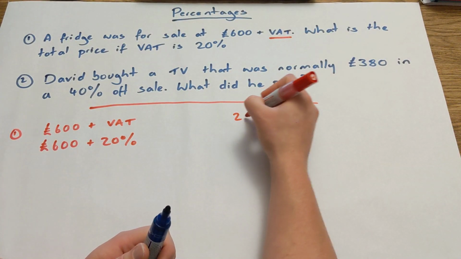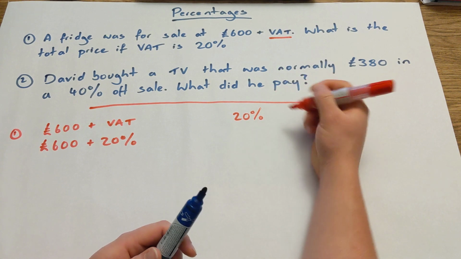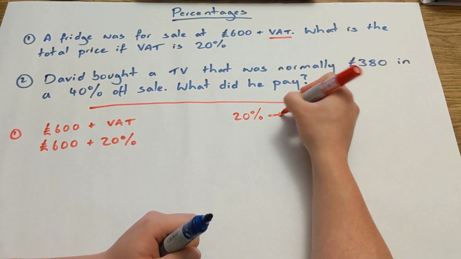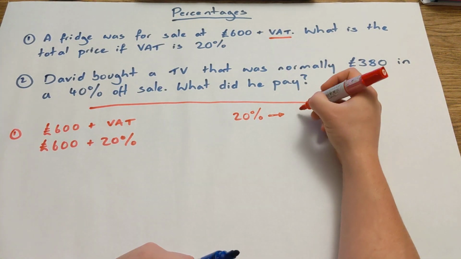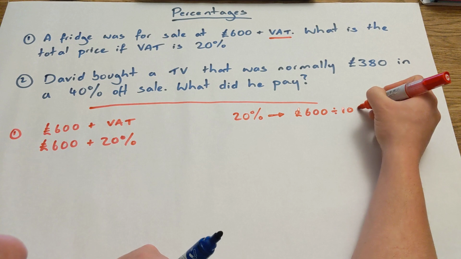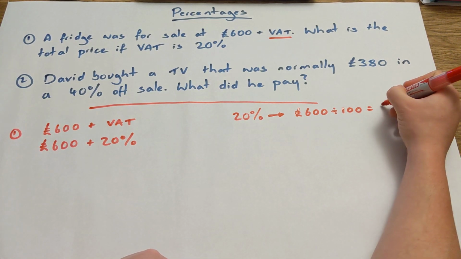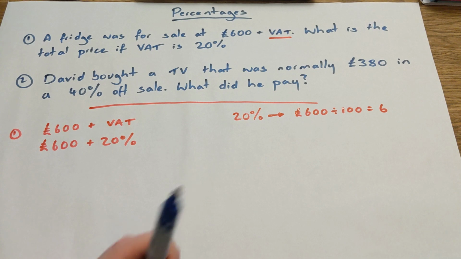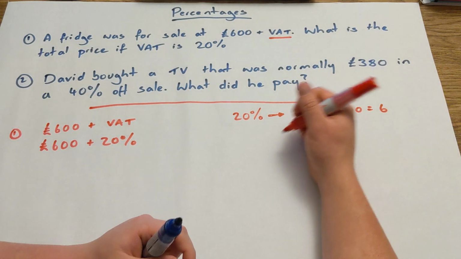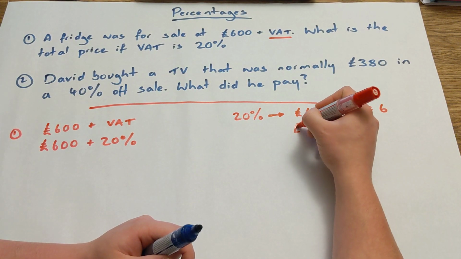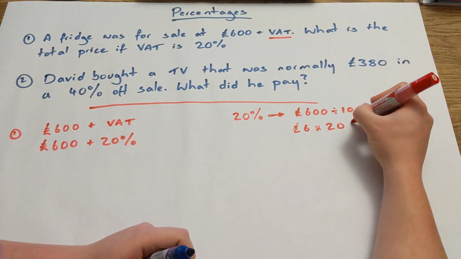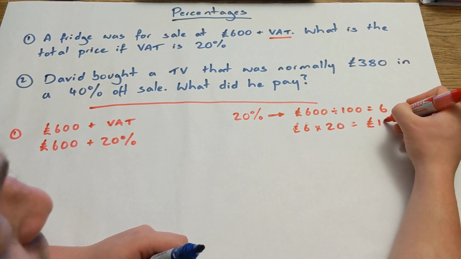Okay, so now let's go and work out what 20% is. This is just like we did in the last video. Remember, to work out 20%, what we do is we divide the number by 100. So it's going to be 600 divided by 100, which is 6. And then we times it by the percentage, we times it by 20. So we'll take that £6 and times that by 20. You can do this on your calculator and it will give you an answer of £120.